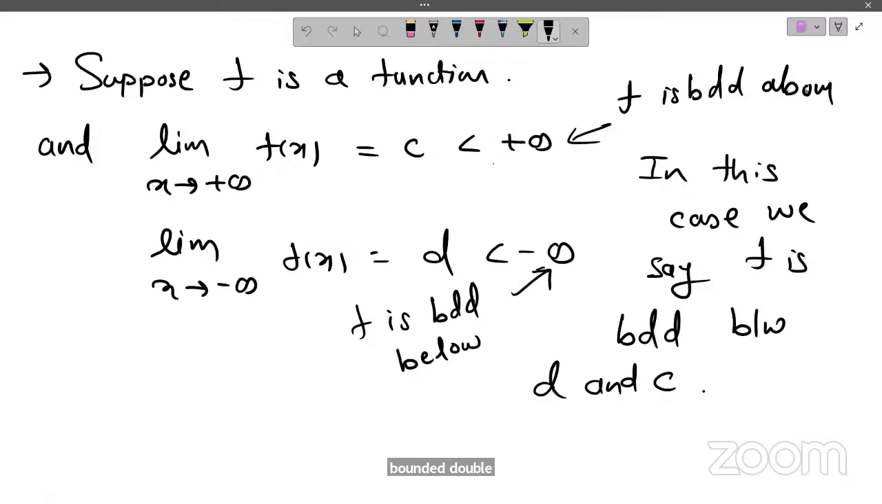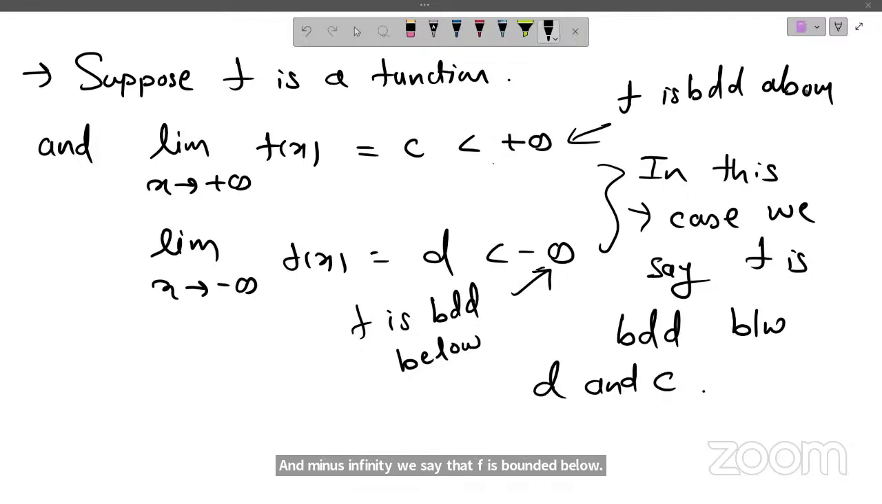And together we say that the function is bounded between b and c. Okay, correct. Ma'am, here we got C and D both 0. In the example above, C equals D equals 0. That is possible. C and D could be 0.